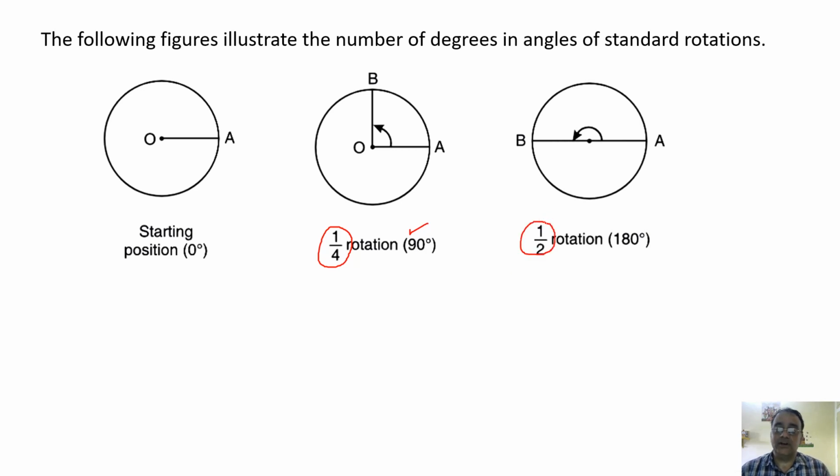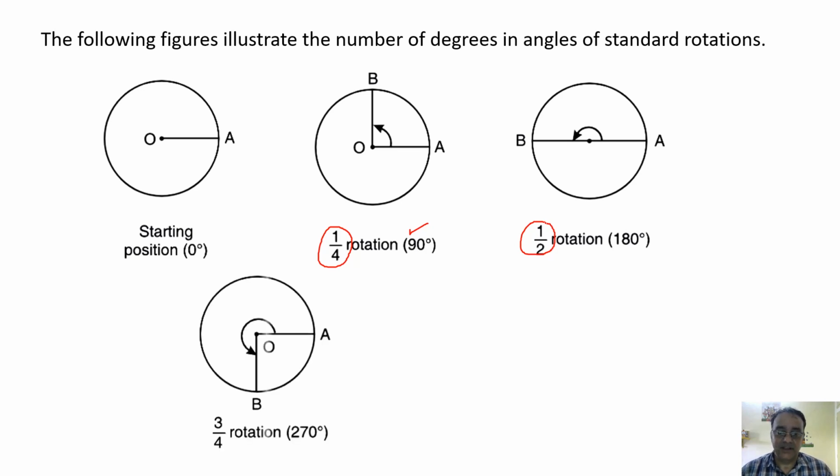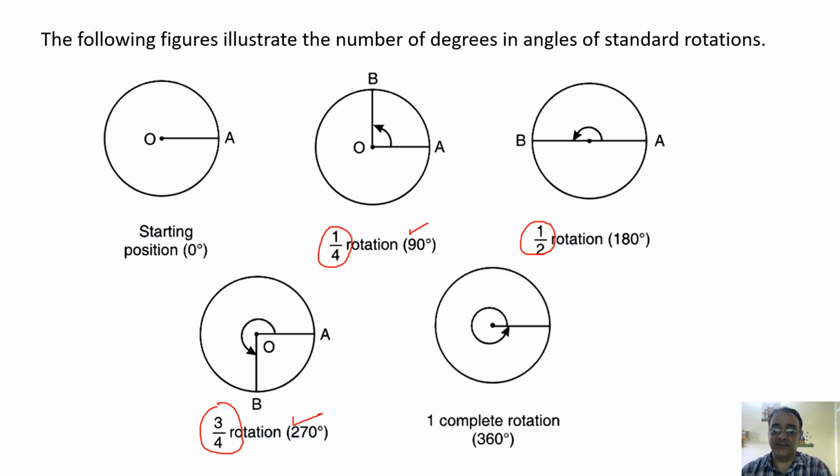Again one more right angle turn gives 270 degrees, and 270 degrees is nothing but 3/4 of a rotation. Finally, when we turn 90 degrees again we get a full rotation, that is one complete rotation, 360 degrees. Is this figure clear? Okay, fine. Now you can analyze the same thing in a clock also.